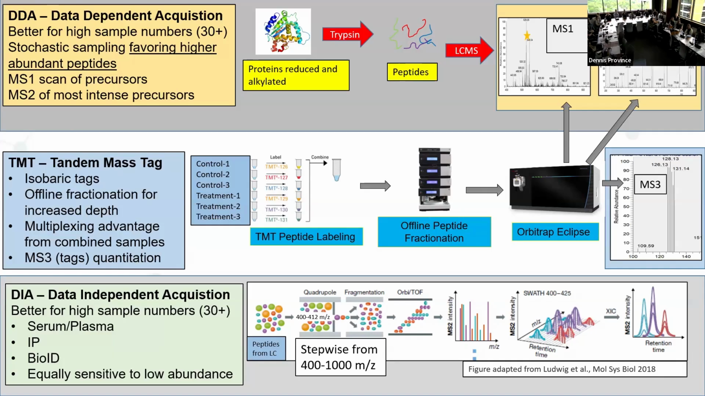Instead of that, let's take all of the sample and let's have a quadrupole that will divide up the sample into windows. So let's say 12 Thomson windows. So all of the peptides that are between 400 to 412 m/z will get isolated by the quadrupole, and those guys will all get fragmented at exactly the same time.